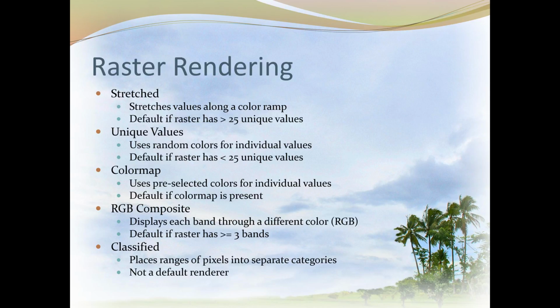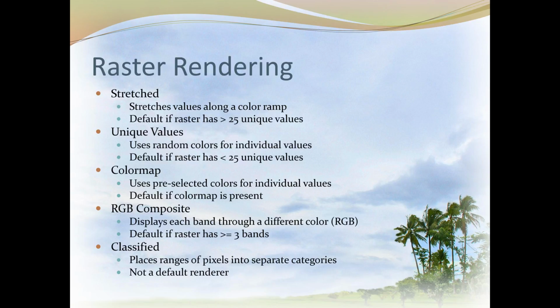And the color map. So the color map we use is a pre-selected color for individual values, and default if a color map is present. And the RGB. So now let's look at the RGB. So red, green, and blue composite. So it displays each band through a different color, RGB. So default if raster has greater than or equal to 3 bands. Okay.